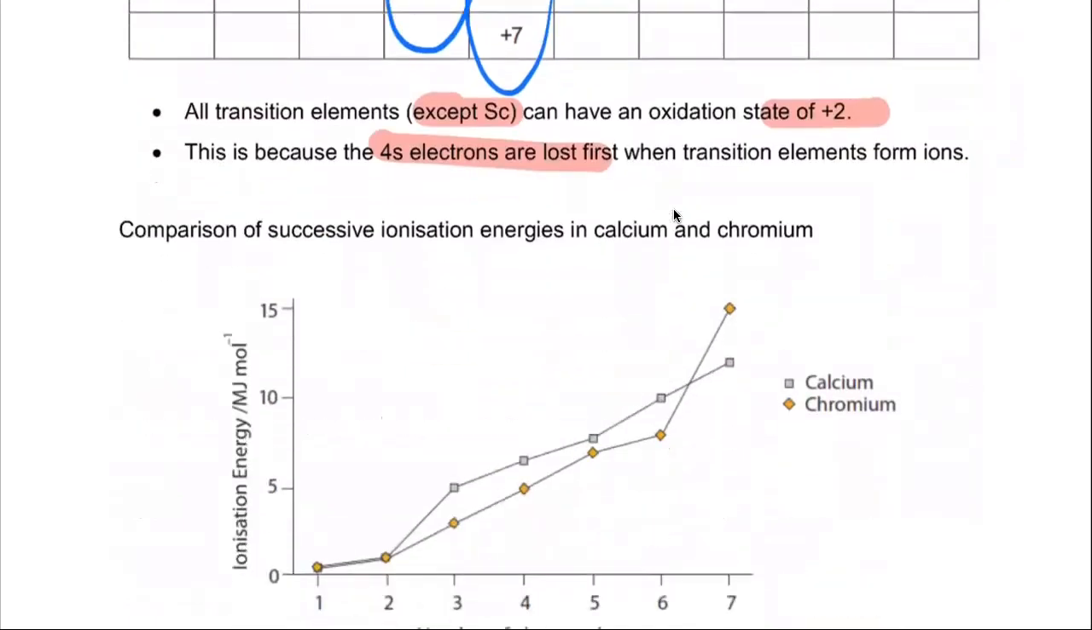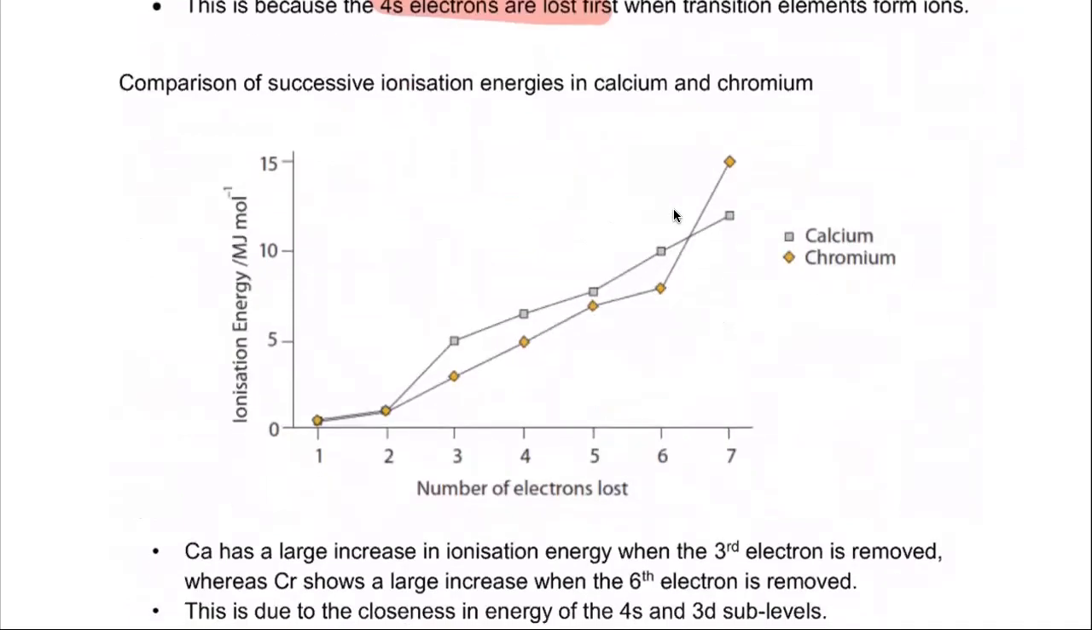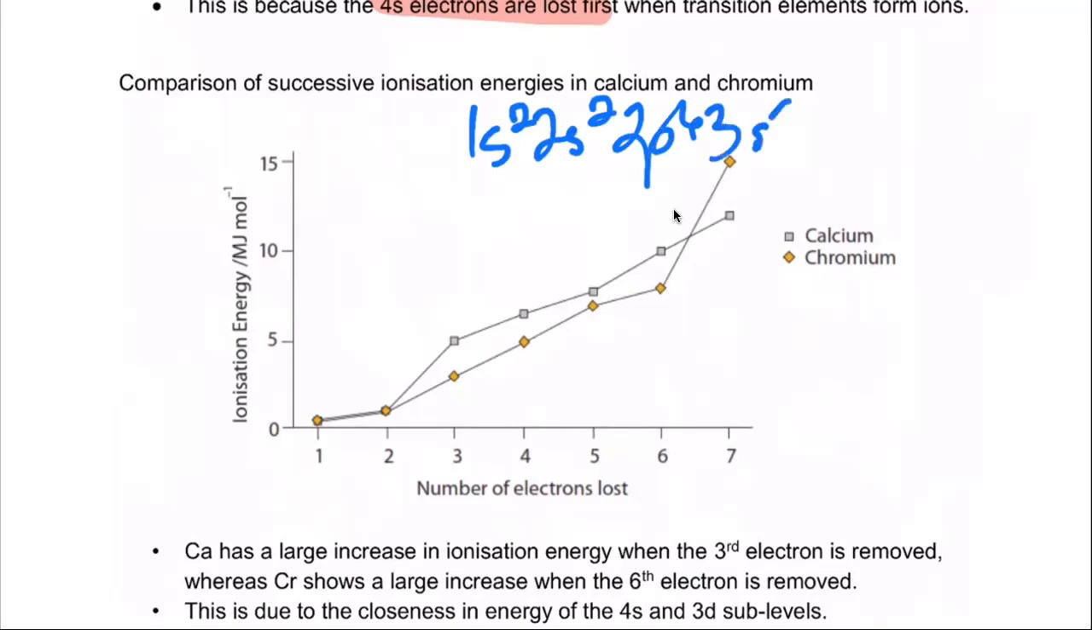Now, one thing is it shows you this graph where we're comparing the successive ionization energies in 2 different elements, calcium and chromium. And if we look at where they're located on the periodic table, they're both in the 4th period. Calcium is, let's see, I'm going to write it up here. 1s2, 2s2, 2p6, 3s2, 3p6, 4s2. That's calcium. Calcium ends with 4s2.